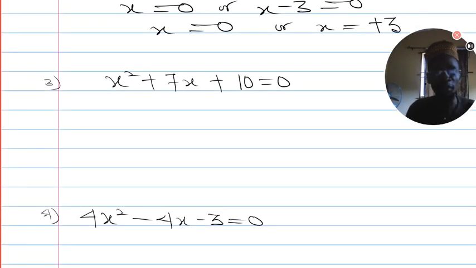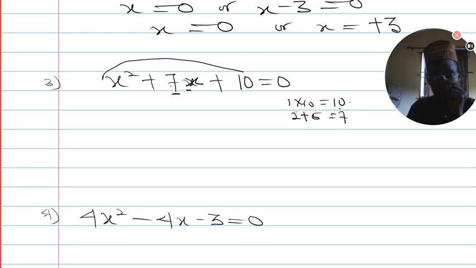Now we have the coefficient of x squared is 1, right? The coefficient of x is 7. Multiply this, 1 times 10, that is 10. Look at the coefficient of x, which is 7. We need two numbers that add together to give us 7, and at the same time multiply to give us 10. I can say 2 plus 5 is 7, and 2 times 5 is 10.